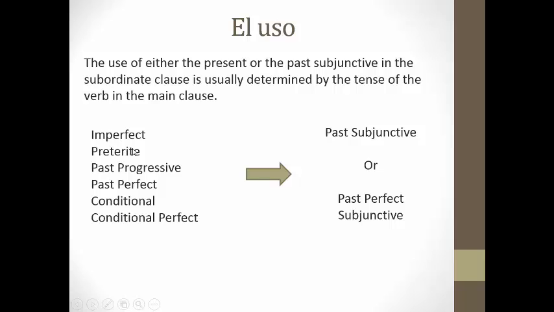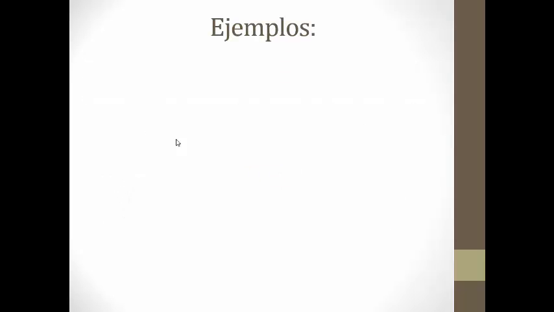And like I told you in the previous slide, what's going to trigger past subjunctive is when that main clause verb is either in the preterite or imperfect or one of these other past tenses. We will again focus on preterite and imperfect. So let's look at some examples of when past subjunctive would occur and when it wouldn't occur and when perhaps we may use an infinitive.